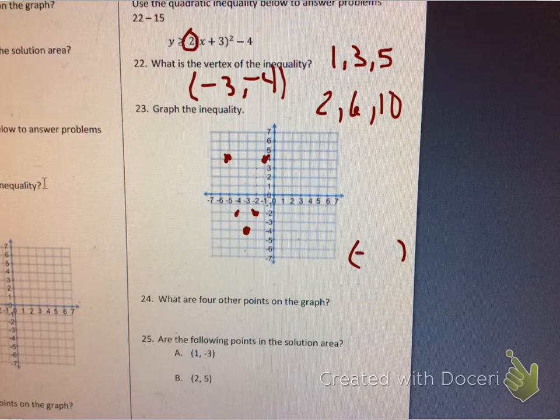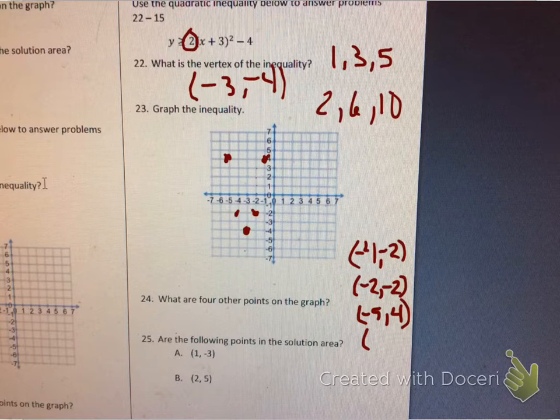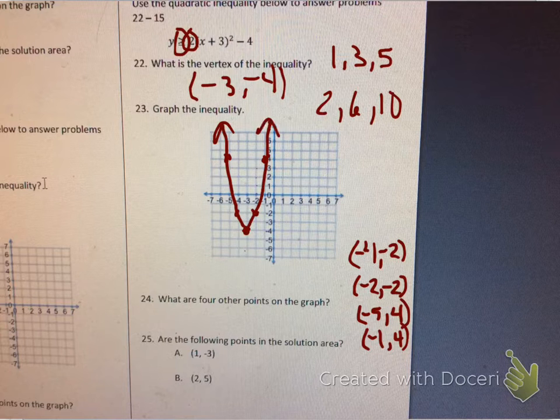So I've got negative 4, negative 2. Negative 2, negative 2. I've got negative 5, 4. And then I've got negative 1, 4. So you can kind of see how I came up with those. This one is solid because there's a line underneath. And then this is shaded above. Okay, and so is this above or is this above? Obviously this point appears above, so I'm going to say this is my above. And there we go.